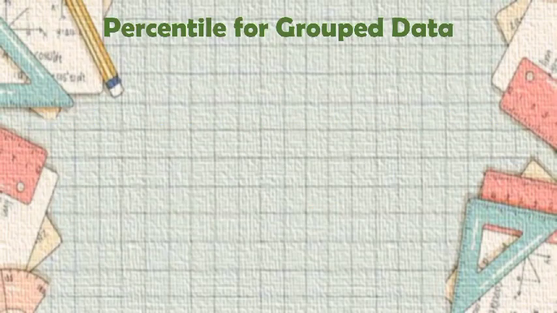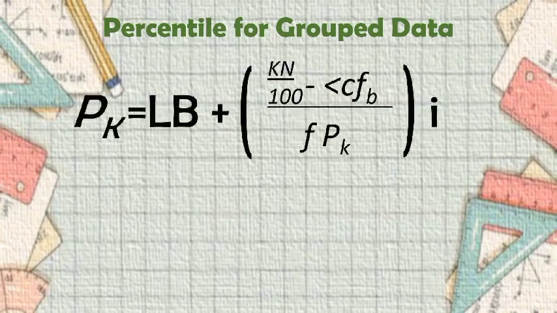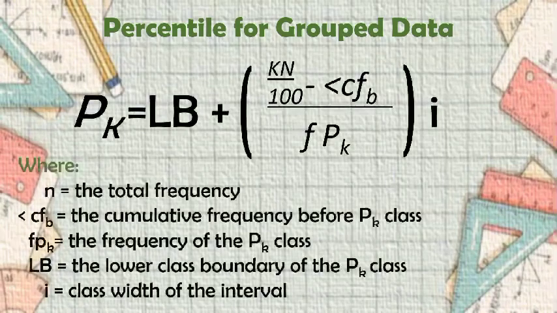So, how to calculate the percentile for group data using this formula, where the n is the total frequency, less than Cf sub b is the cumulative frequency before the percentile class, Fpk is the frequency of the percentile class, Lb is the lower class boundary of the percentile class, and I is the class width of the interval.